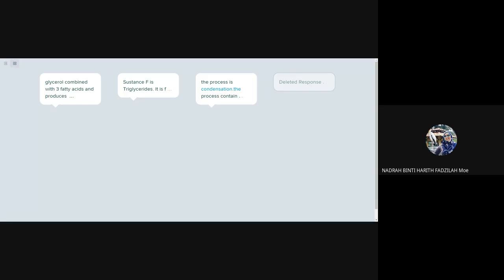Betul tu Atif. Proses dia ialah proses condensation. Bagus. I agree with you. So, daripada jawapan Atif dengan Siti Maisarah ni, sudah dapat 2 markah dah ni. Bagus. Okay.